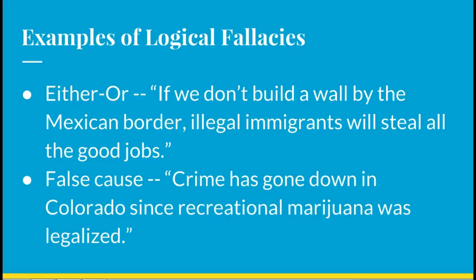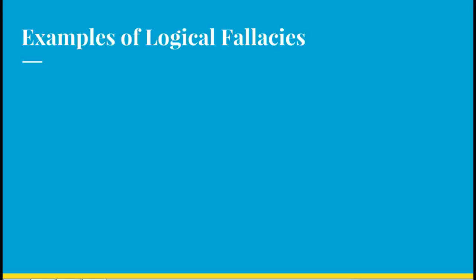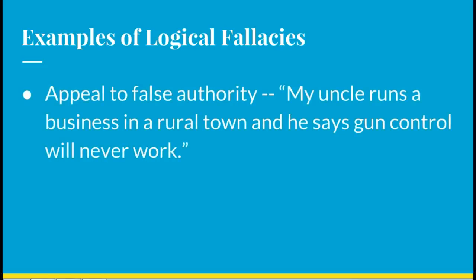False cause: Crime has gone down in Colorado since recreational marijuana was legalized. Well, it could be that crime has gone down for another reason, like maybe there were more police out enforcing laws, or maybe crime went down because the economy was good. Just because marijuana was legalized and then crime went down doesn't mean that marijuana's legalization caused the crime to go down. Two more. Appeal to false authority.